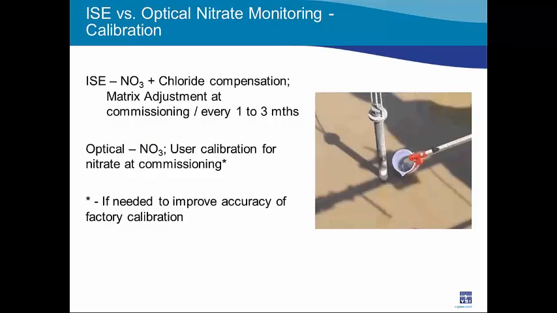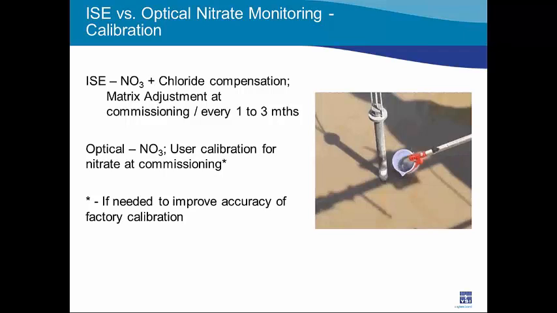When it comes to calibration, this is when things start to diverge. With the ISE technology, you measure nitrate and chloride, and the chloride is for compensation because the nitrate measurement device is not perfect. Some of that chloride actually is measured as nitrate. And so what's required is something called a matrix adjustment at commissioning, and typically every 1 to 3 months thereafter.